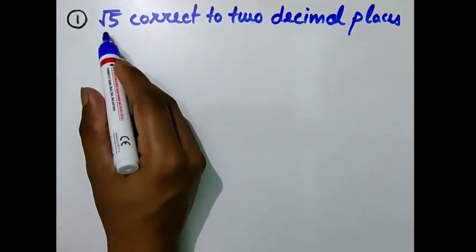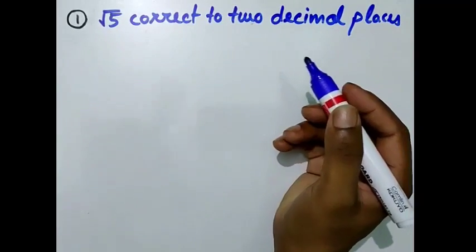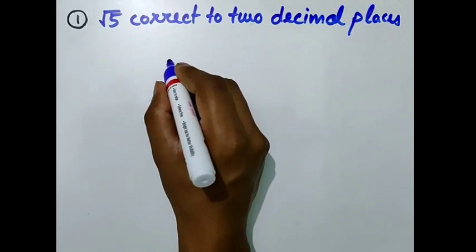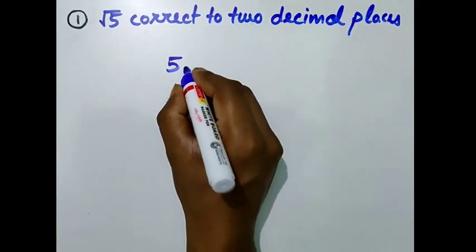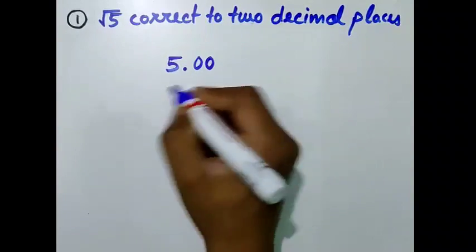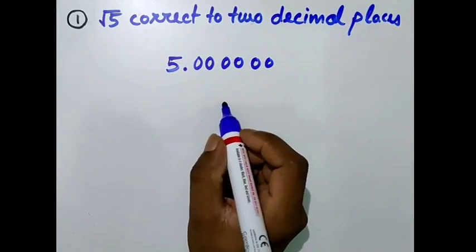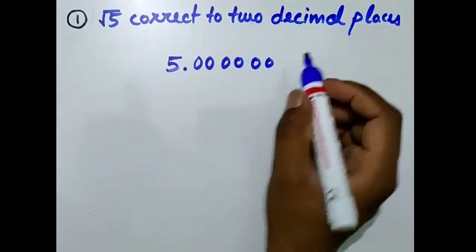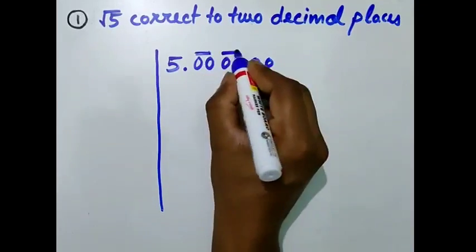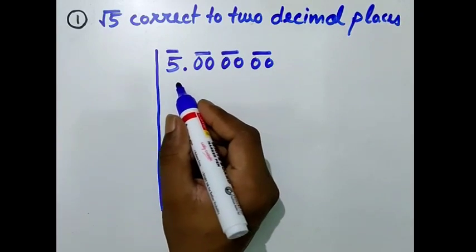So first let's find root 5 correct to two decimal places. Square root of 5 correct to two decimal places means, if we are using the division method, we have to take 3 pairs to the right of the decimal place to round it off to two decimal places. So let's do it. We have paired the decimal places, and we have 5 alone in the integral part.